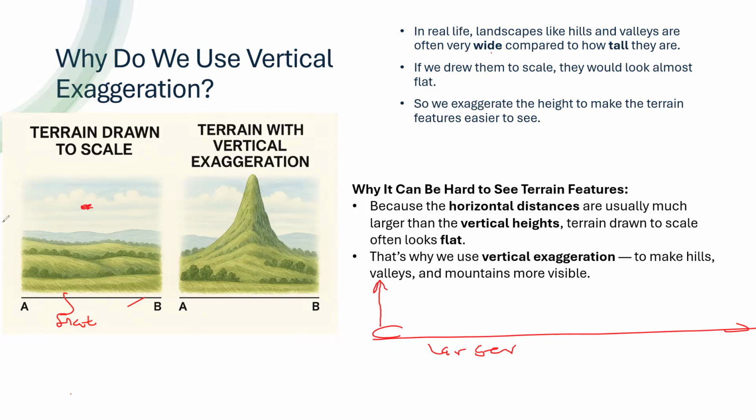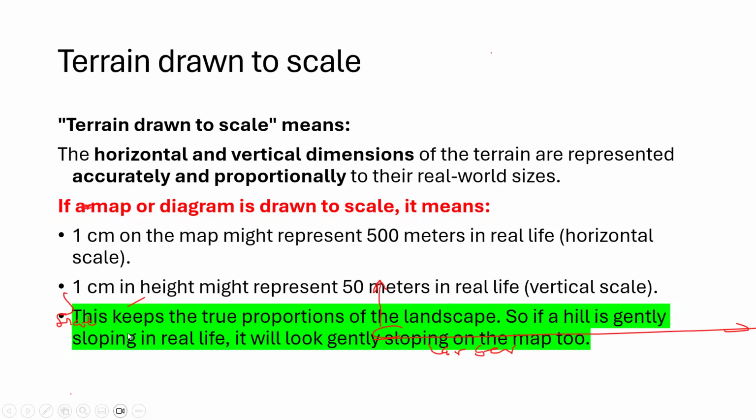And then, moving right on, terrain drawn to scale. I want to expand on that knowledge I've just mentioned. The horizontal and vertical dimensions of the terrain are represented accurately and proportionally to their real world sizes. That's when terrain is drawn to scale. It means the dimensions are accurately and proportionally represented to their real world sizes.